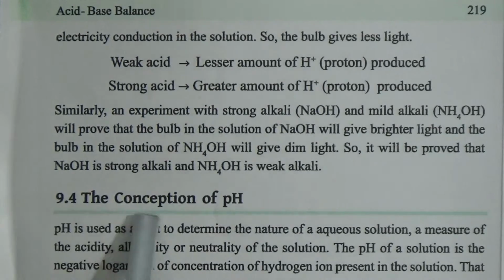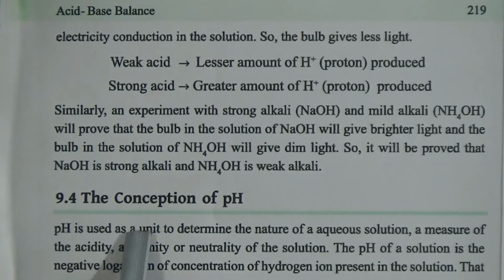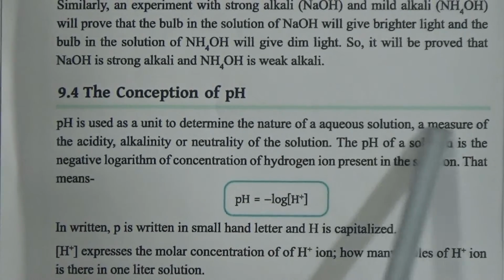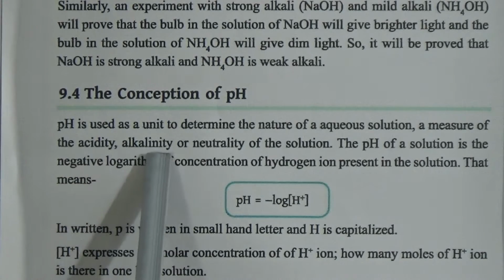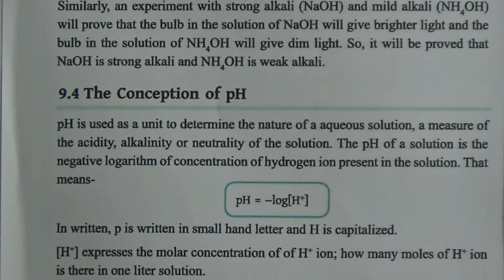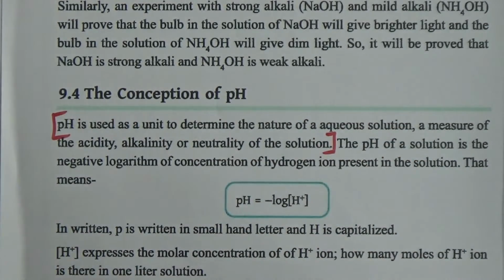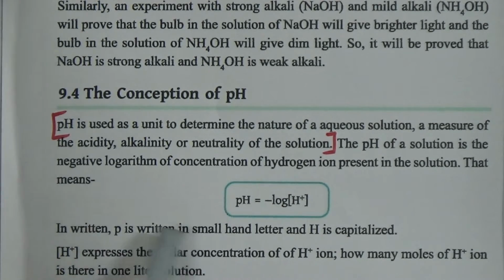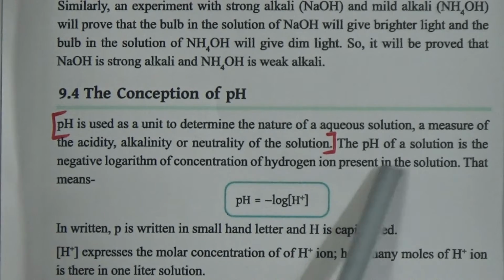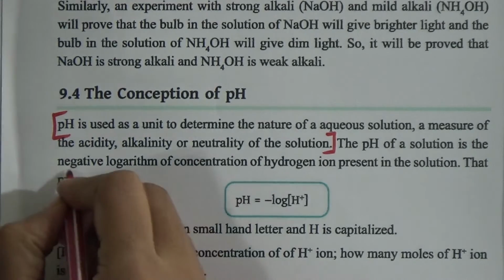Now come to the concept of pH. pH is used as the unit of determining the nature of an aqueous solution, a measure of the acidity, alkalinity and neutrality of the solution. This is the definition of pH. If you observe, the p of pH is a small letter and H is a capital letter. Here pH of a solution is the negative logarithm. You have to remember this.